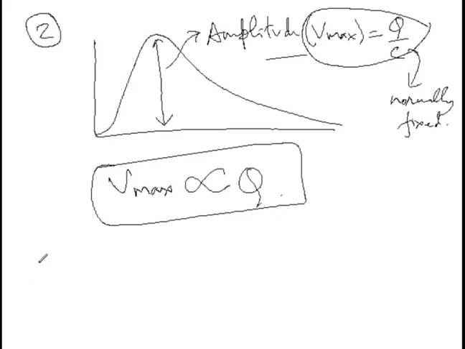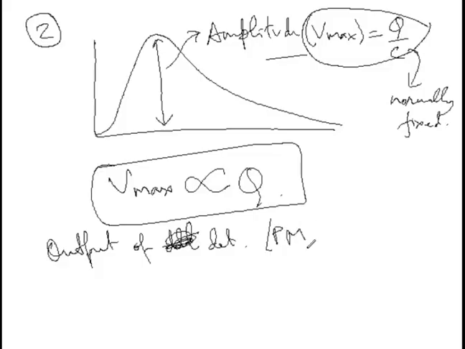So what can we say? Thus we can say that the output of the detector operated in pulse mode normally consists of a sequence of individual signal pulses, right?